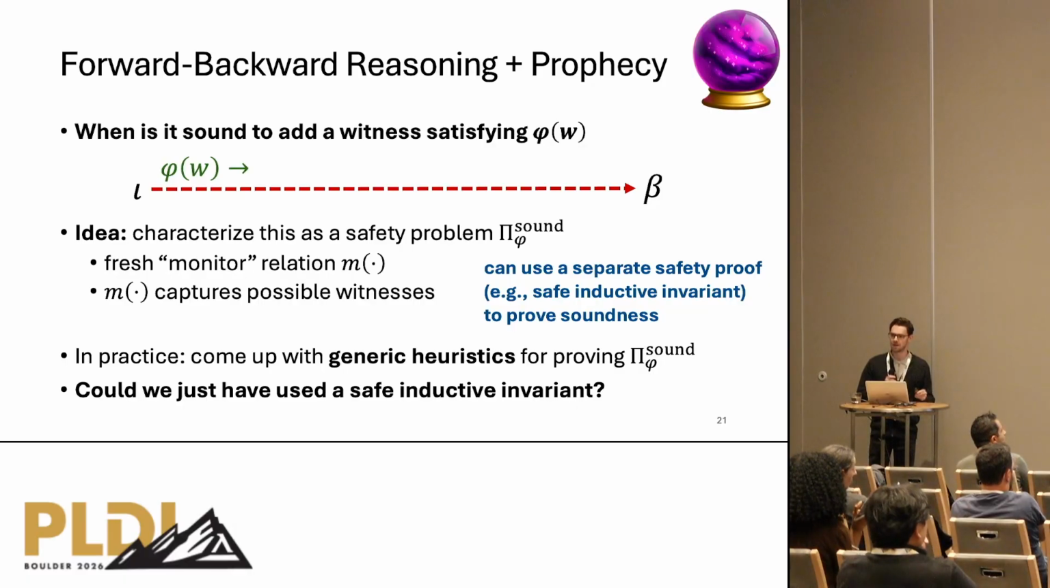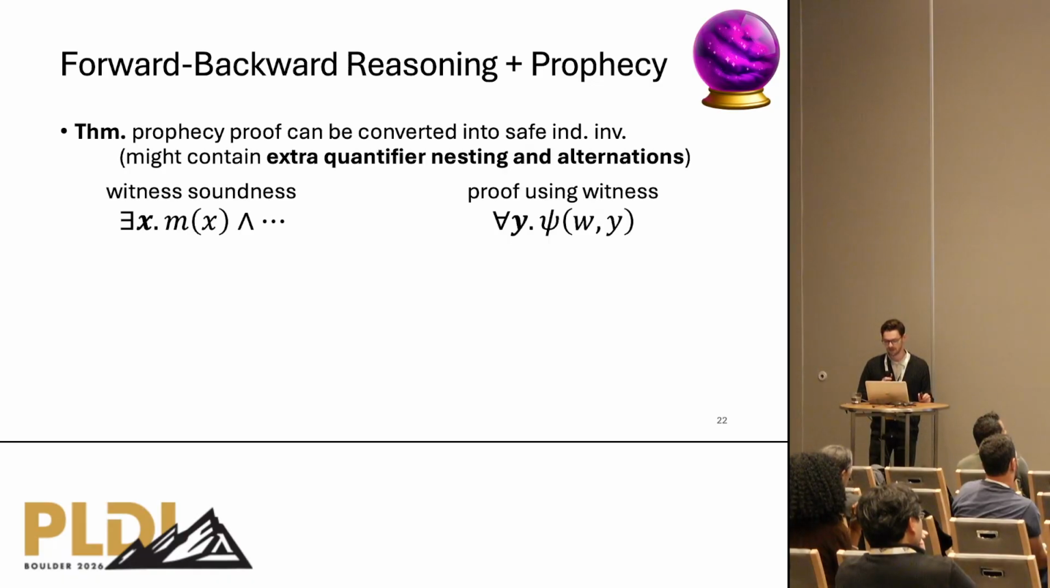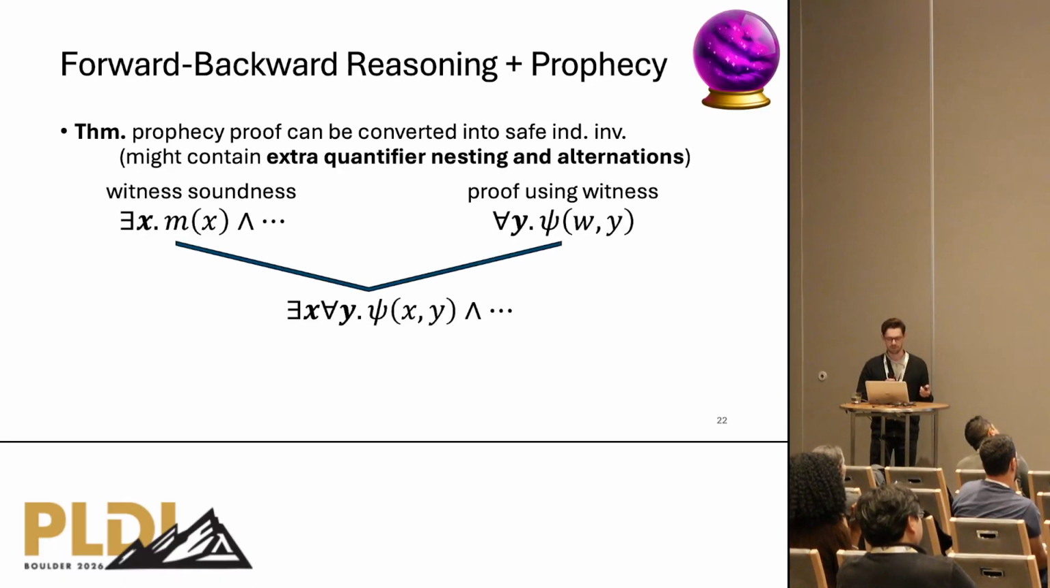Now the question is, again, we have this kind of incremental proof that uses prophecy and forward-backward iterations. Can we just use a safe inductive invariant? And the answer is yes, but this time this inductive invariant will include more quantifier nesting and alternations. So at a very high level, why this happens is that you have some proof of the soundness of the witness that has some quantifiers, and then you have the remaining incremental proof that contains more quantifiers, and when you construct the inductive invariant for the original problem, you get these quantifiers nested under each other. And this gives you the kind of nesting that we saw before. Very similar to the example that I showed you before.